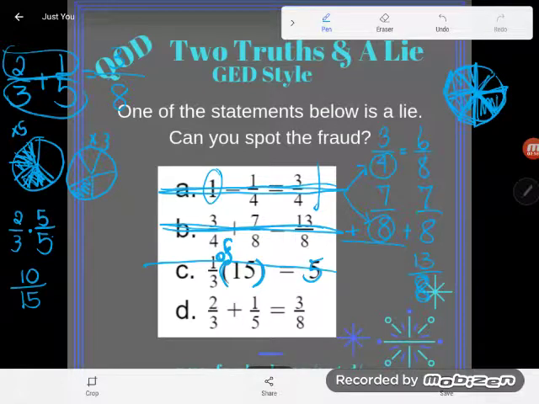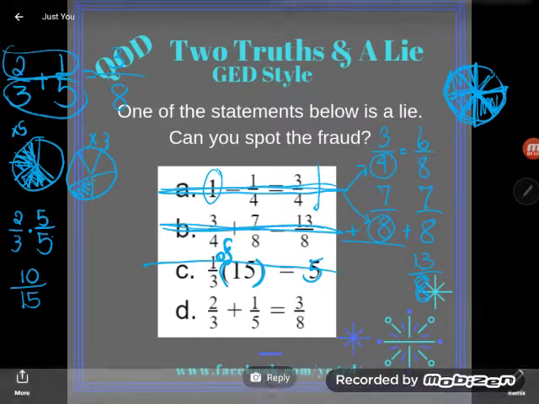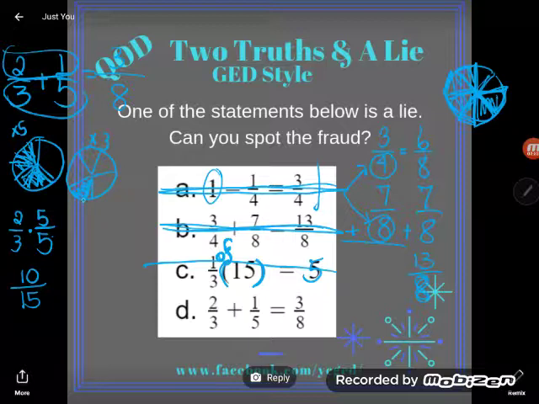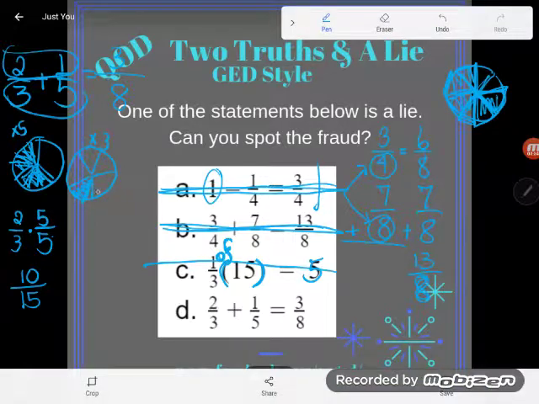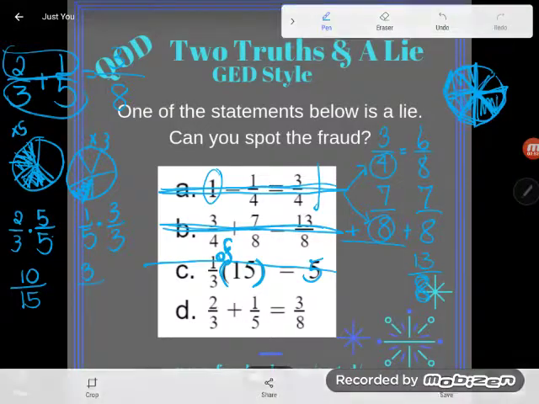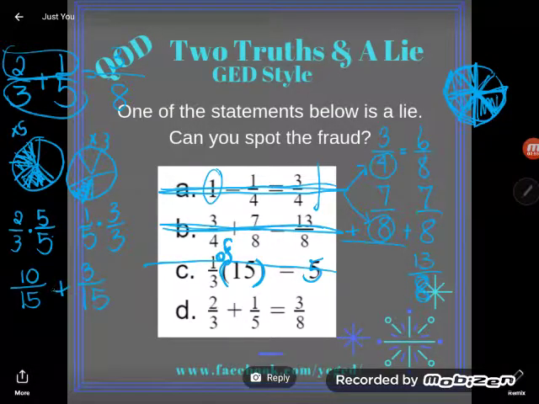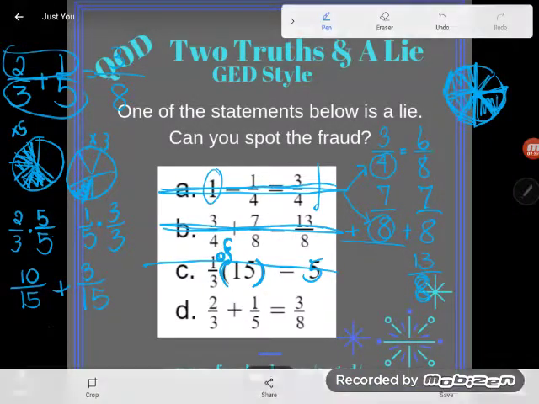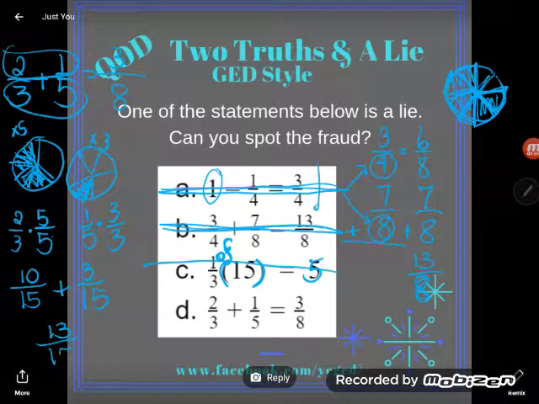And then with those fifths, if I take the fifths and cut them into 3 pieces, then I will get 15ths as well. So I'm going to take that 1/5 that I have. I'm going to multiply it by 3 on the top and the bottom so that I do end up with 3/15. And now they can add 10 plus 3 is 13. 13 what? 13/15. Not even close to 3/8. That D was the lie.